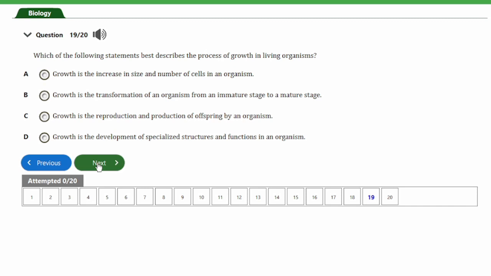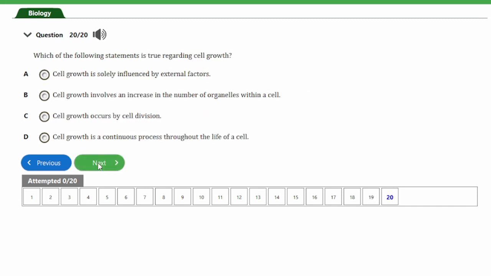So guys, again, we should have guessed rightly the answer to this question, and that's option A. Growth is the increase in size and number of cells of an organism. So always remember that in growth, we have cell division, cell differentiation, and cell enlargement. So guys, let's go ahead and look at the last question.